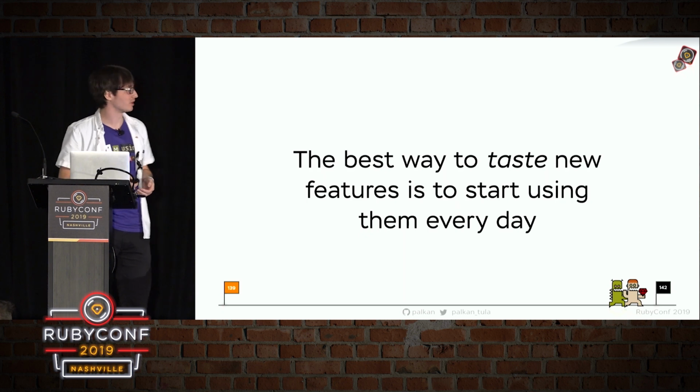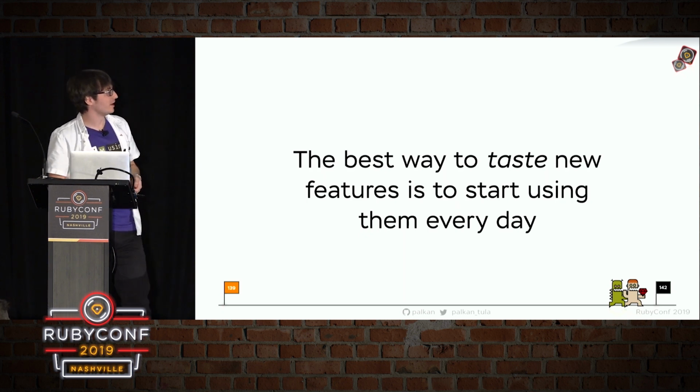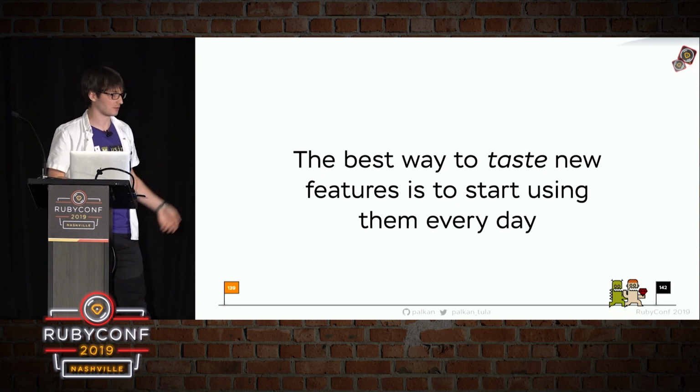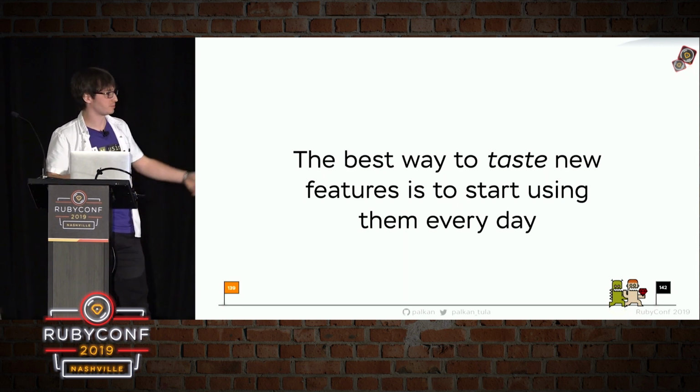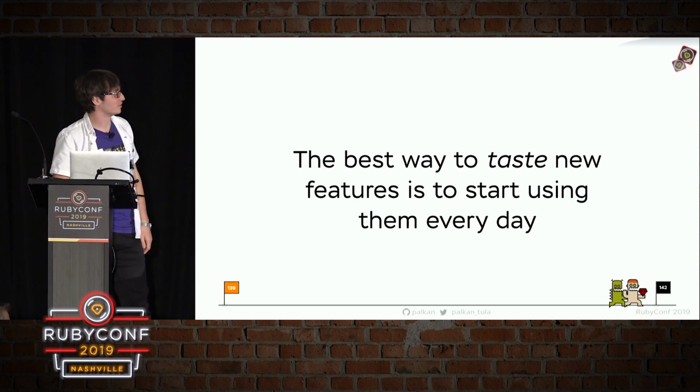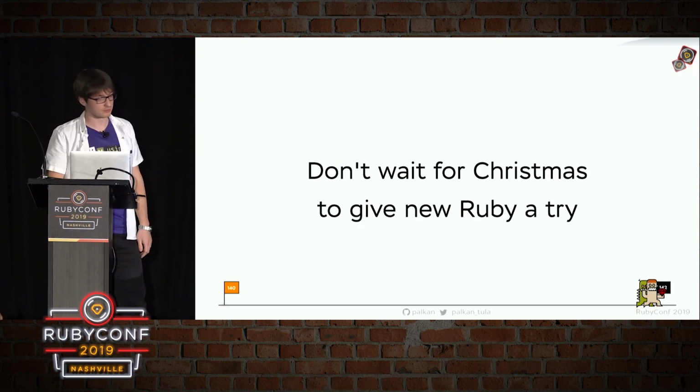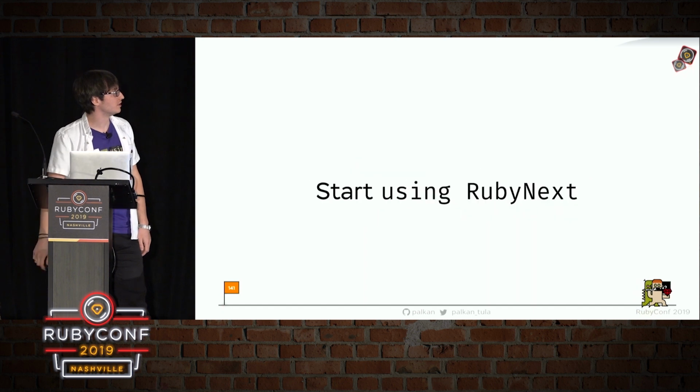So that's the big idea, which I don't know how to tell the core team. Maybe I have to come to Japan to do that. But anyway, that's what I think about. If I work on this project, I'm going to make it something big and not just a tool to experiment with all the Ruby hackery. So don't wait for Christmas. Start using RubyNext. Thank you.